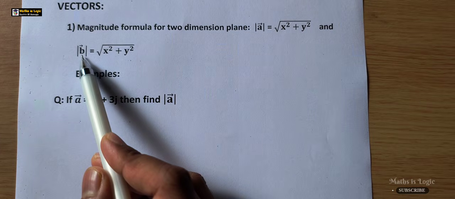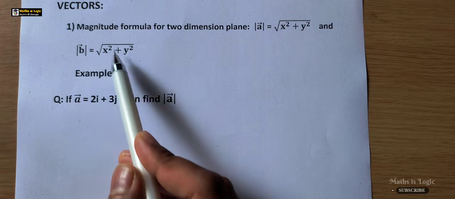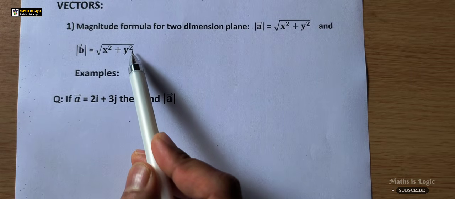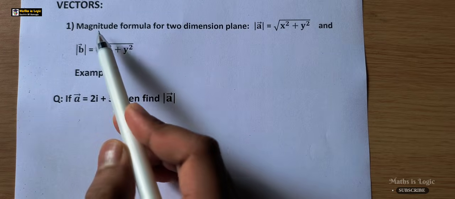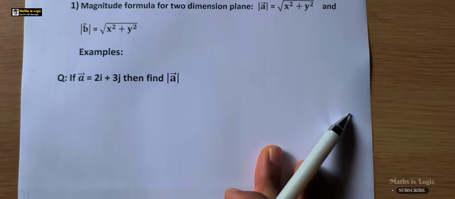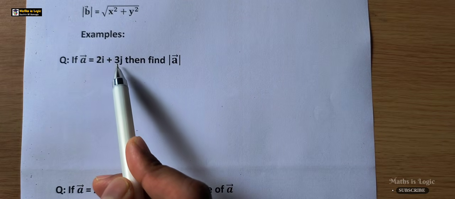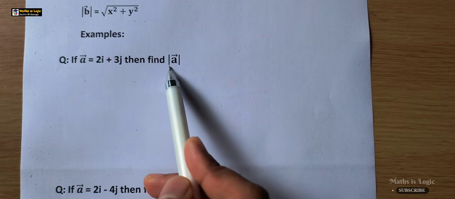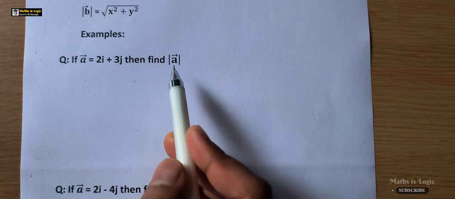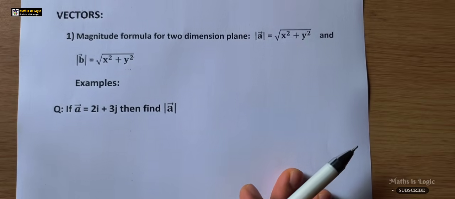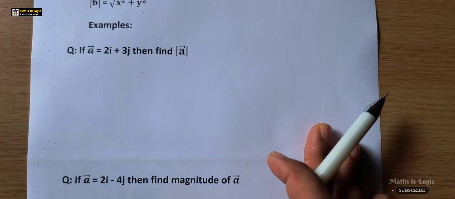If magnitude of b is given, then also the formula remains the same, that is square root of x square plus y square. Here is the example of how they are going to give using the magnitude formula. See question number 1. If a vector is equal to 2i plus 3j, then find the magnitude of which vector? A vector. So if you want to find the magnitude of A, remember this formula, square root of x square plus y square.